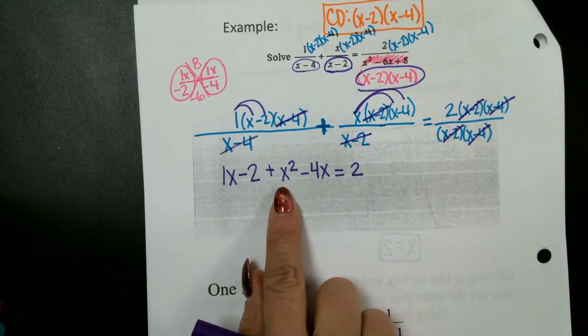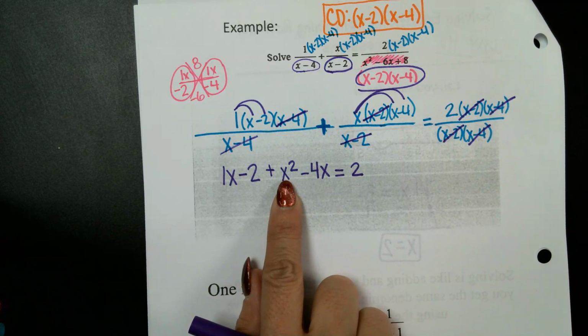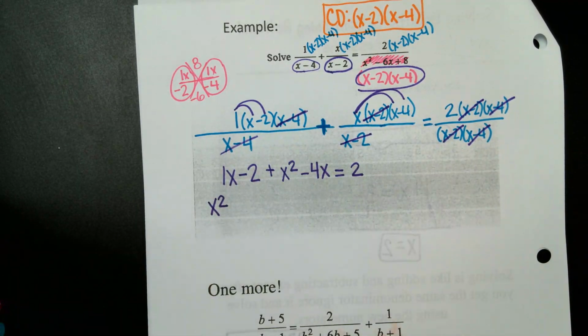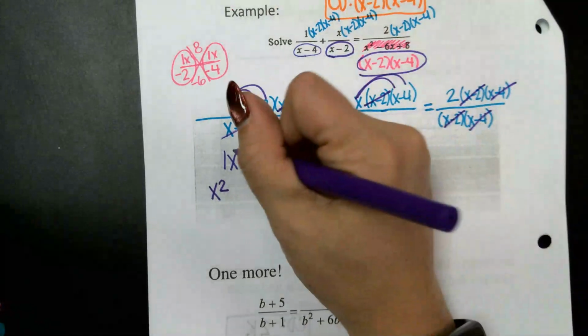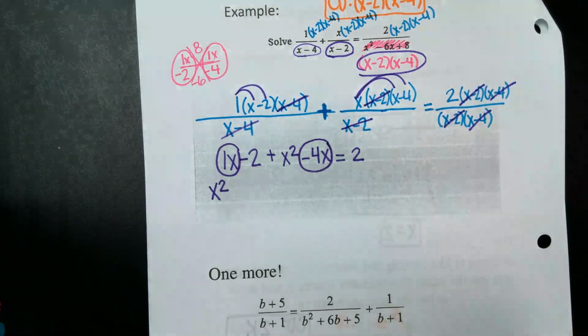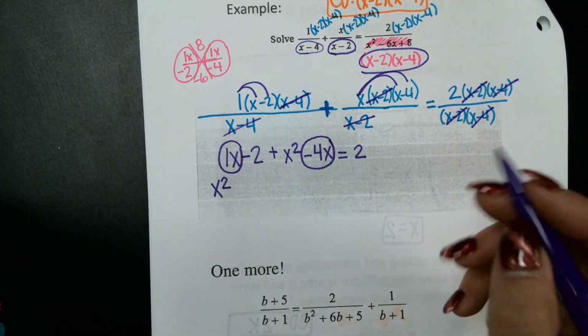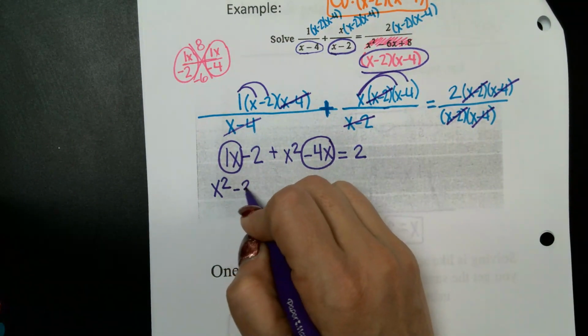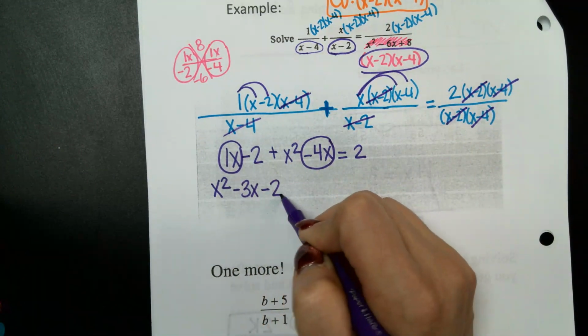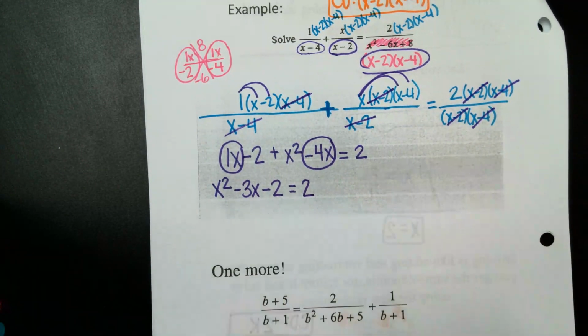All right, do you guys see this? See how it says x squared here? I always put the x squared first because this is a quadratic. Now we can combine these two, can't we? The 1x minus 4x, what does that make? Minus 3x. And then I'd still have a minus 2 equals 2.